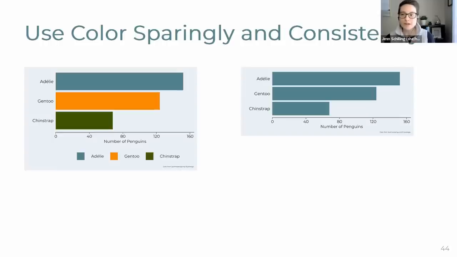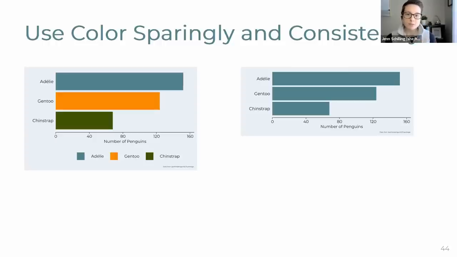So in this example, I have, again, my total number of penguins in that data set by species. And in the left-hand example, I have each bar a different color. But adding color to this visualization actually makes our audience work harder, because they have to figure out what each color means. And if this was the only visualization I was presenting, then I could probably present it as the graph on the right, which still labels each species, has one bar per species, but I've taken the color off, and so all the bars are the same color.